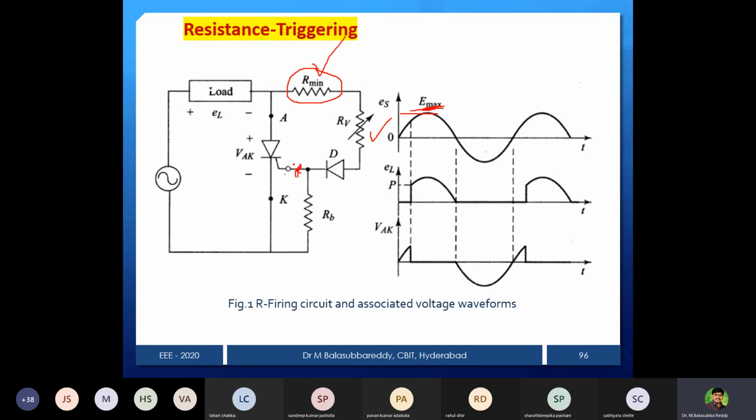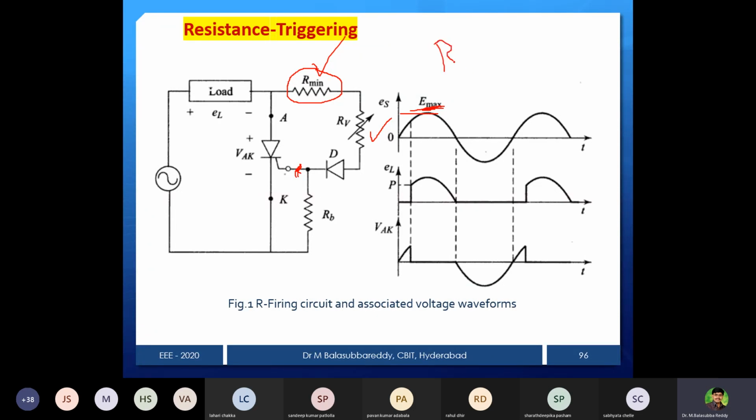That's why I have to use one R minimum value. Otherwise, it may let current pass through the gate beyond the specified limits. That's why I keep the R minimum value. That is a fixed value. What is that fixed value?